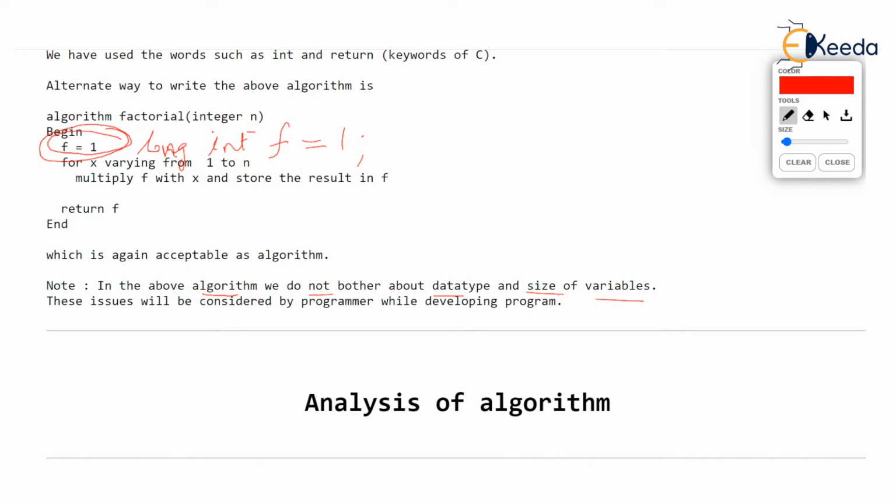But then these data types are mostly not written by the algorithm designers. These will be further decided by the programmer. And if the programmer feels that some variable is going beyond the range, if it is having a very large value, then the data type can be decided. So all these small little issues are not considered while writing the algorithm, but they are considered while writing the program. So a lot of liberty we have, isn't it?